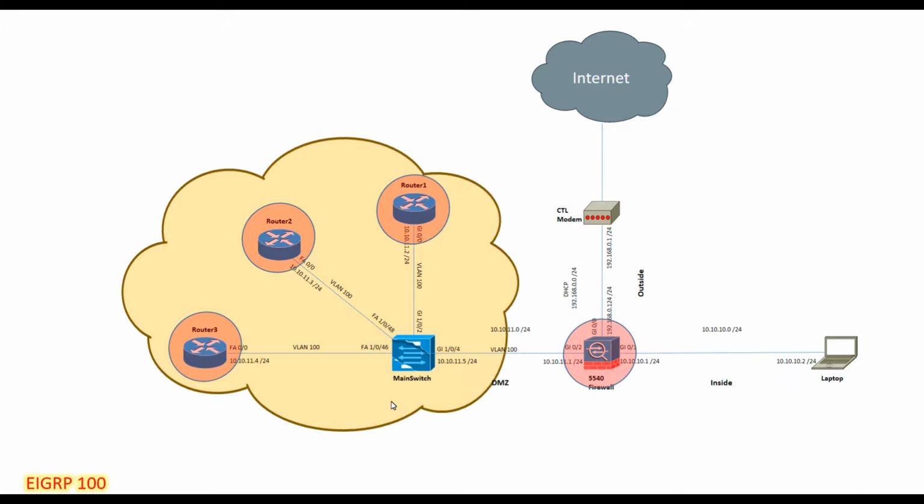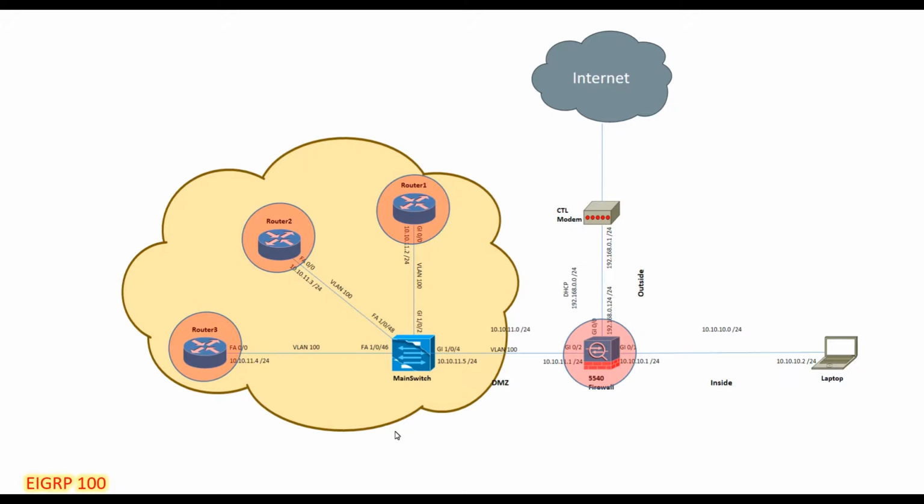And last but not least, I'm going to run the EIGRP routing protocol on the 3 routers and the firewall. Now, routers obviously run at layer 3, so I do need a routing protocol. I could use static routes, but that's a lot of work and I don't really want to do that, so I'm going to use EIGRP 100 between these 4 devices.